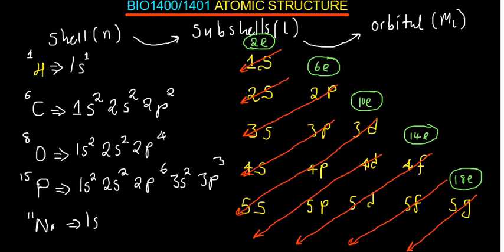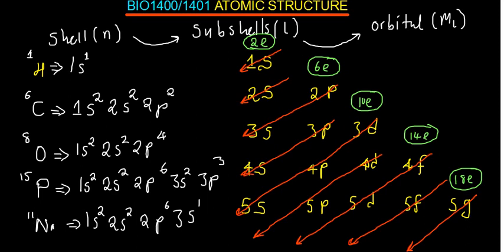1s2, and then you go to the 2s also with 2, and then you go to the 2p with 6. From the 2p you go to the 3s. Now you've got 2 plus 2 plus 6, that's 10, and you have got 11 electrons, so you don't have a choice but to put 1 there.